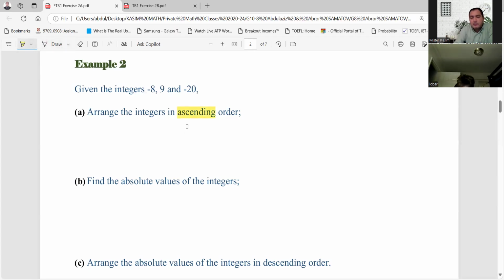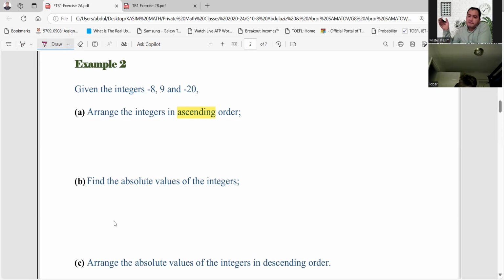What does ascending order mean? From the smallest to the biggest. The aeroplane ascends, the aeroplane descends, right? Ascend means going up. Descend means going down. So ascending means from the smallest to the biggest, going up. So look at the numbers negative 8, 9, and negative 20. Which one is the smallest? Negative 20, right?